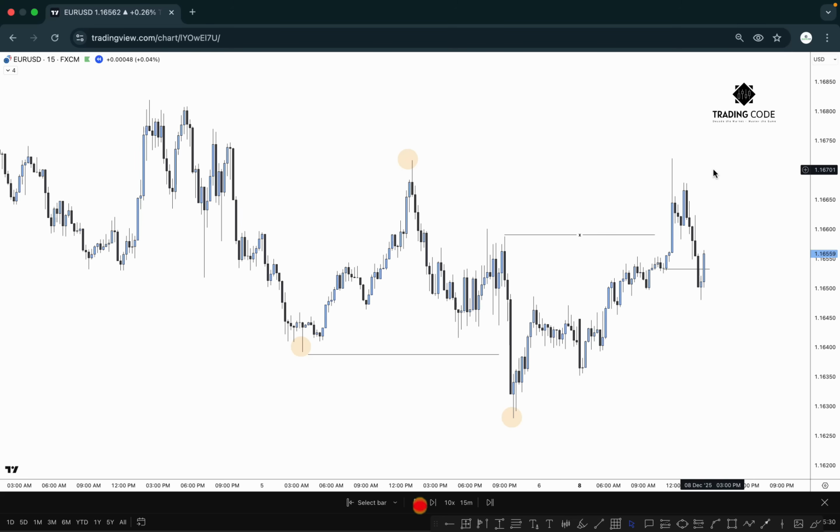So it takes a lot of time technically. Once price mitigates here, we need to wait for it to switch in a lower time frame, then we can plan for the next buy and sell setup. Let's see what happens next after this one. And this is our mitigation.